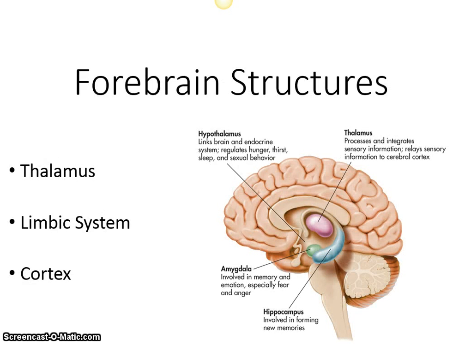Now let's look at the forebrain structures. Here we're going to find the thalamus, and we're also going to find the limbic system, which consists of the hypothalamus, the amygdala, and the hippocampus. And also in the forebrain, we'll find the cerebral cortex.